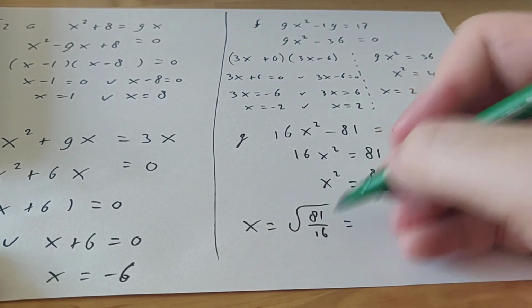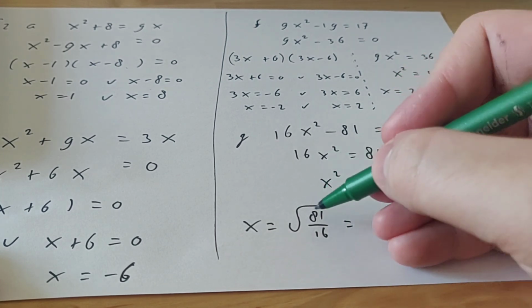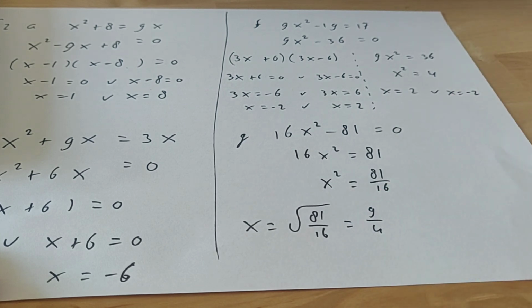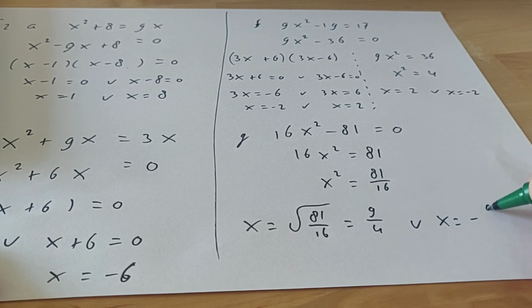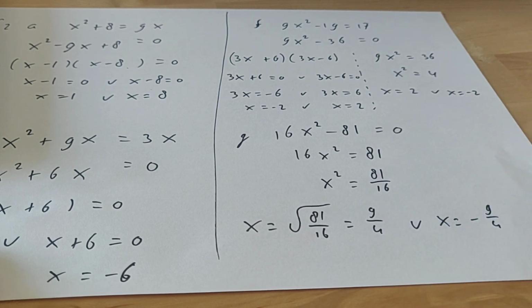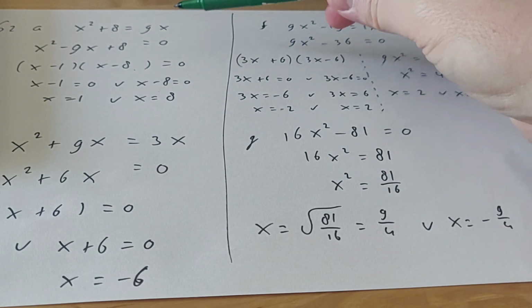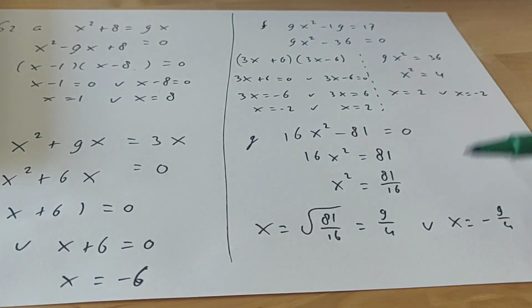But these two numbers, they do have a nice number in themselves, because the square root of 81 is 9, and the square root of 16 is 4. So this is 9 over 4, and then we get the other answer, which is minus 9 over 4. Okay, but I mean, exercises like this are kind of difficult. Hopefully you understand this by now, and then today we're going to practice with that some more.